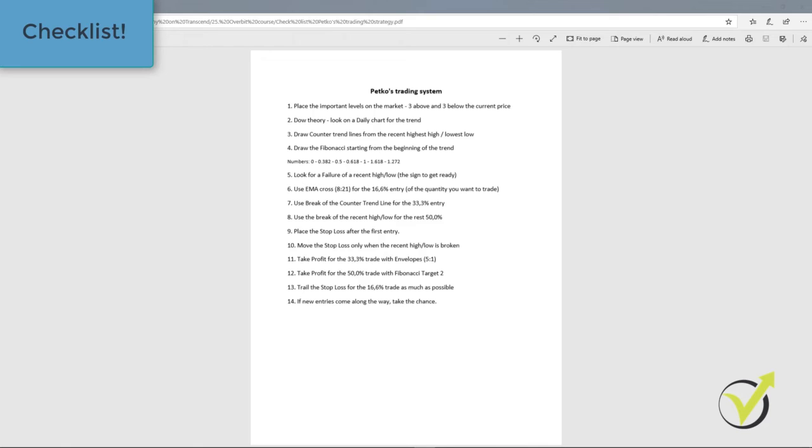Dear students, I have decided to add a checklist sheet to the course which might be very useful for you when you are practicing the system. Simply, you can print it or keep it on your monitor or on a tablet or phone, anything that would be beside you while you are trading. This way you will make sure you don't forget any of the important things in the system.